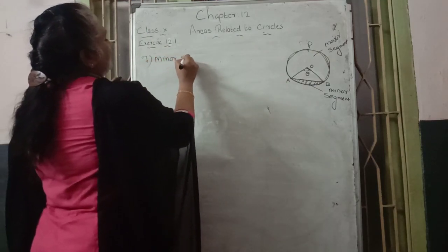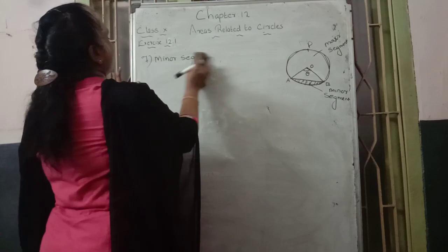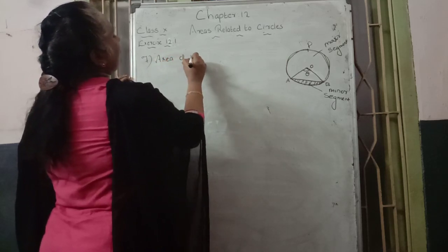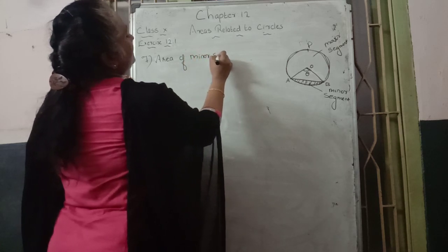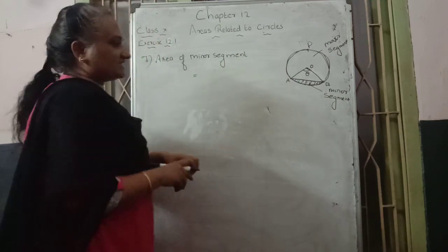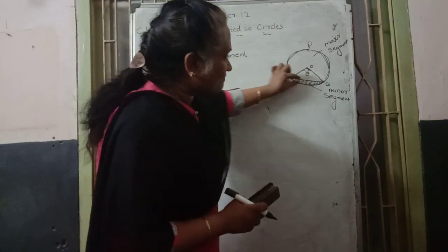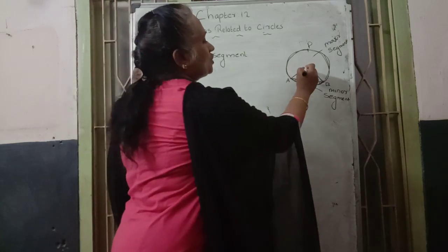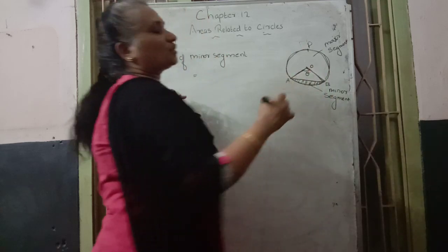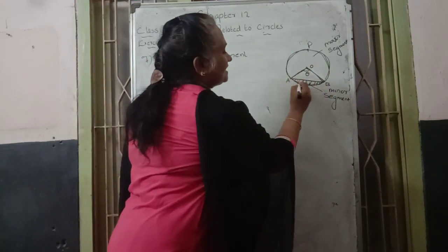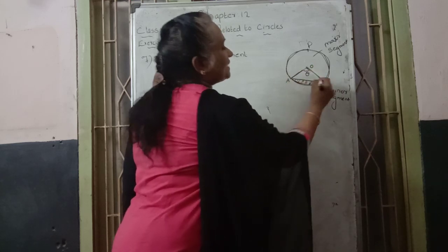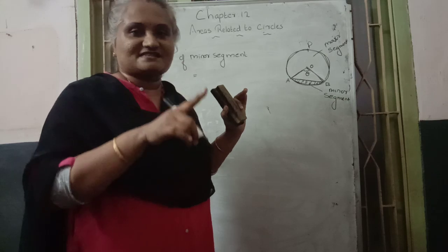The area of a minor segment, we want to find out. How to get the formula? A segment means this much part. Here see, these two radii: which are the two radii? OA and OB are the two radii, and AB is the arc. So the two radii and the arc joining part, we call it a sector.